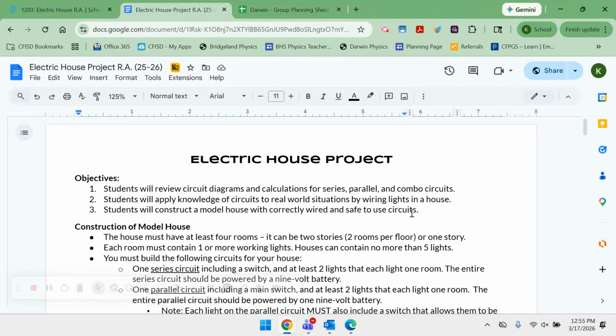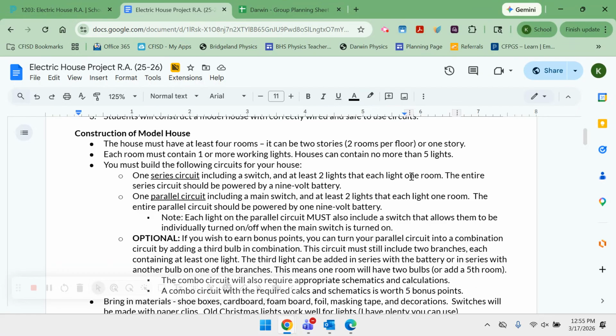So if we take a look at what this sheet says, I'm not going to read the whole thing, you guys can read it, but it says that you're building a house that must have at least 4 rooms. It can be 2 stories or 1 story. You have some options regarding how you actually construct it. But each of your rooms has to have at least 1 working light bulb, and they have to be powered by 2 different types of circuits. And I know you don't know what these circuits are yet because we haven't talked about it, but obviously before you build it, we will. But you have to have both a series circuit and a parallel circuit.